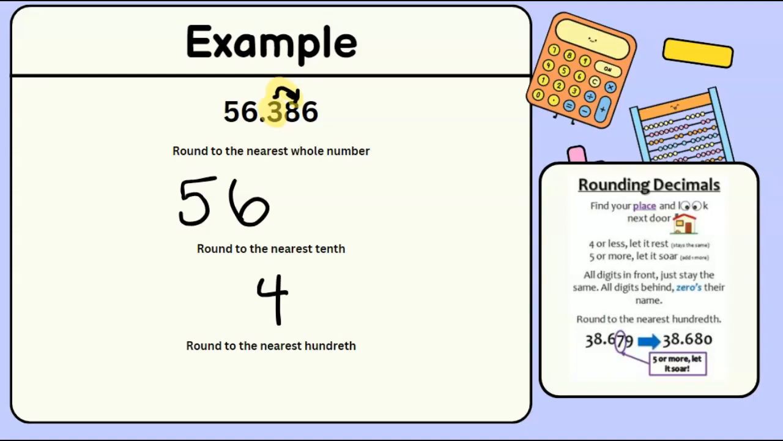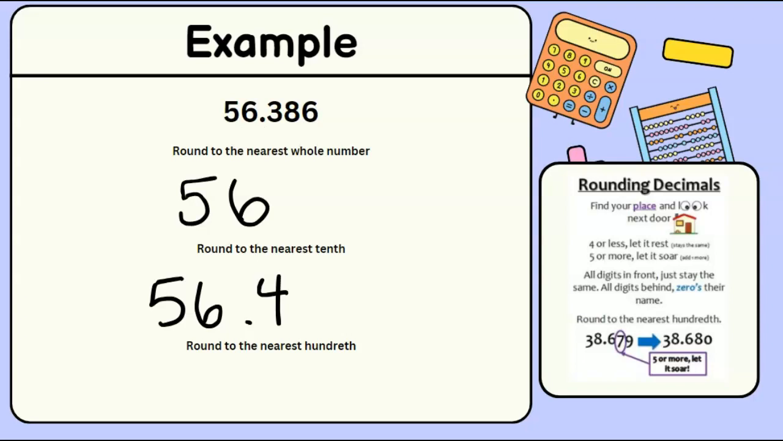3 becomes 4. Everything before my place value stays the same. And then everything after becomes a 0. Now again, because these are decimals, I don't necessarily need to write those zeros, so my answer would be 56.4.